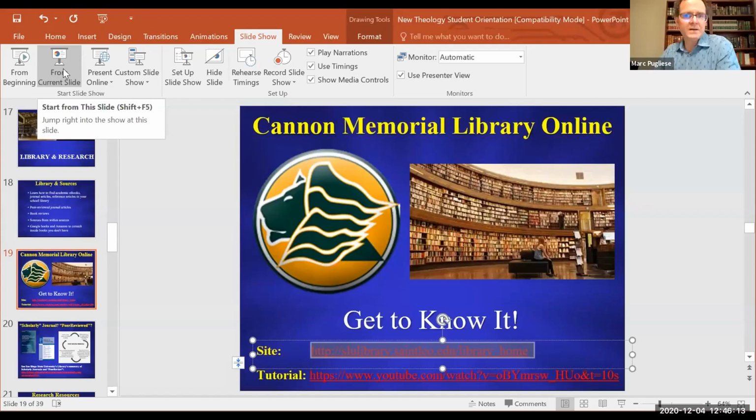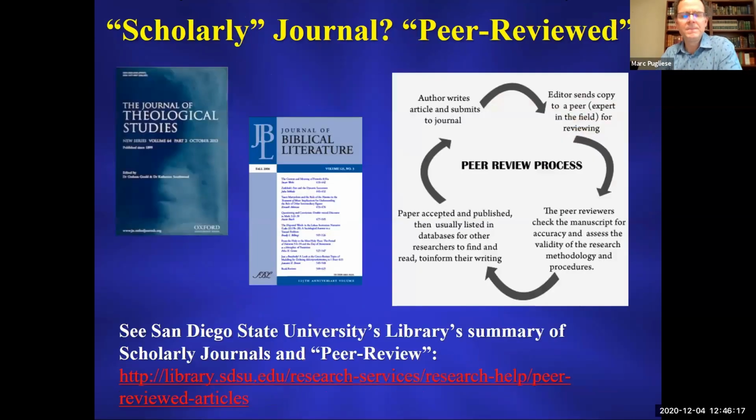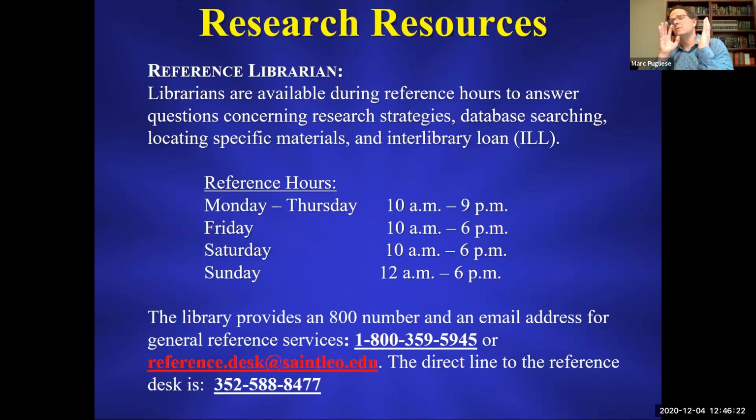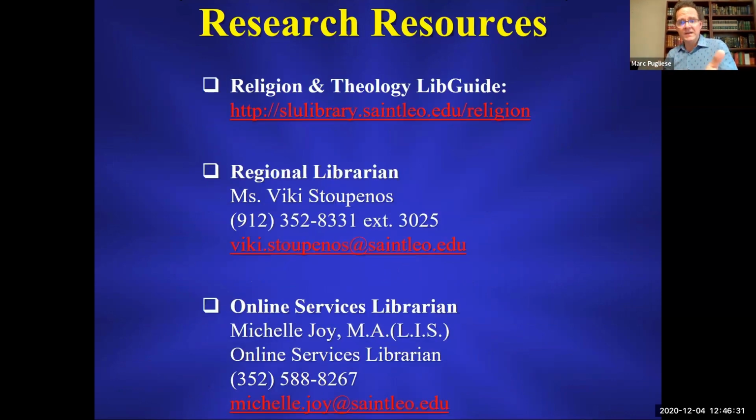Okay, let's go back to our library website. Here's some things if you're interested in what a journal article is. The library resource, they love to help. A lot of people don't call them, they should. You can call the reference desk, email them. We also have specific contacts. Vicky Stupinis covers Virginia. Michelle Joy does online. Contact any of them. They will be very glad to help you find sources.